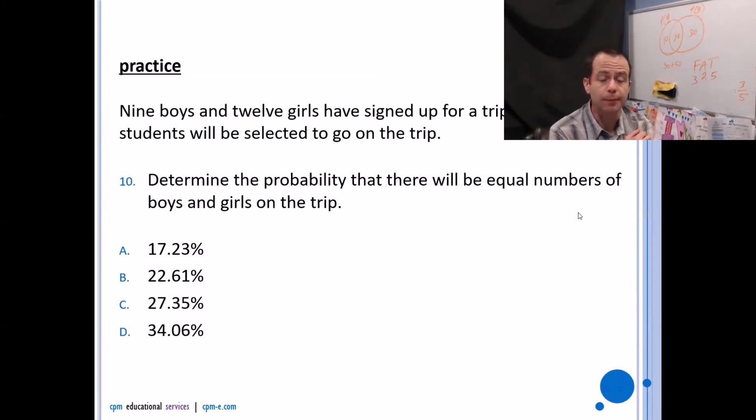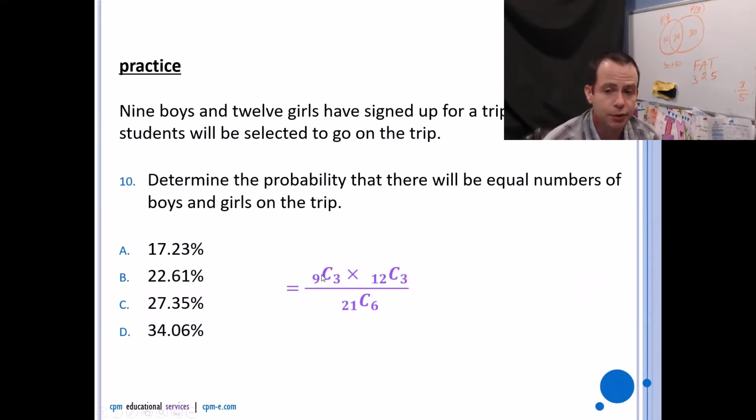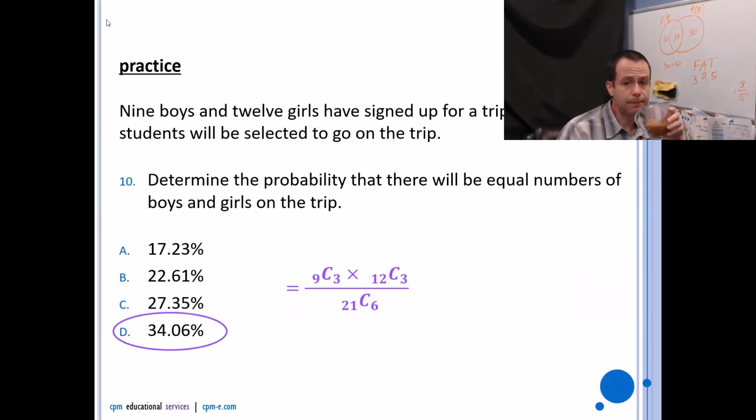What are the total outcomes? Well, it's the same as the total outcomes in the last example. I have 21 random kids altogether, and I need 6 of them to go on the trip. So I end up with 9 choose 3 times 12 choose 3, and then that's going to be over 21 choose 6. Plug that into your calculator, and you will get 34.06%.